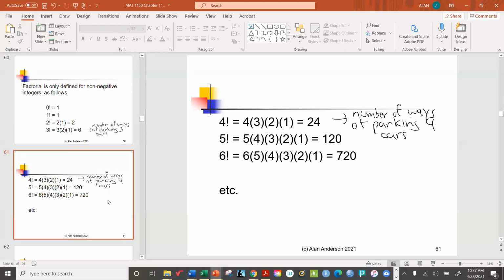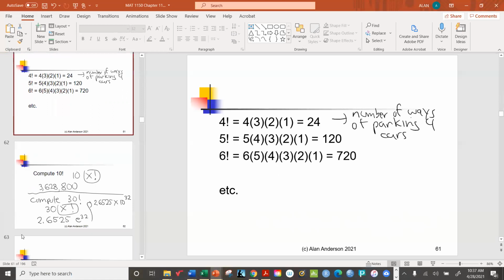And so this factorial operator can now be used for us to understand or calculate how many different ways there are to arrange n objects. So this factorial operator comes to our rescue when we need to calculate the number of ways of arranging n objects.